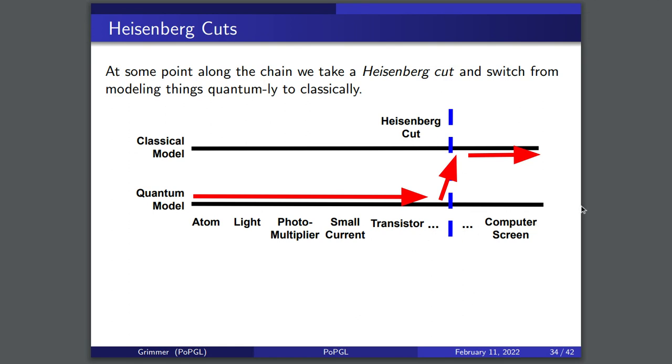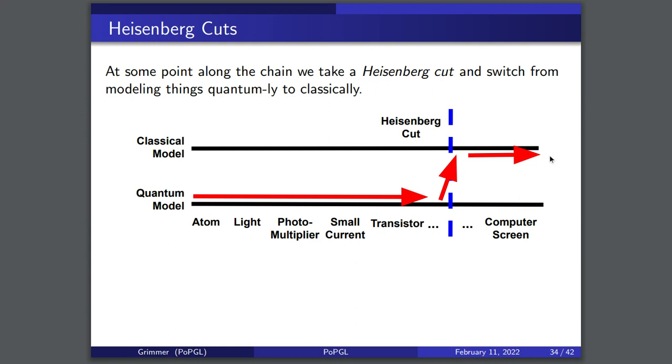So the x-axis here is along the sequence of our measurement. It's roughly along the sequence of time. It's not about complexity. It's not about size of the system. It's not about number of degrees of freedom. It's just a temporal sequence of our experiment. So at some point in modeling our experiment, we switch from modeling things in a quantum way to modeling them in a classical way.